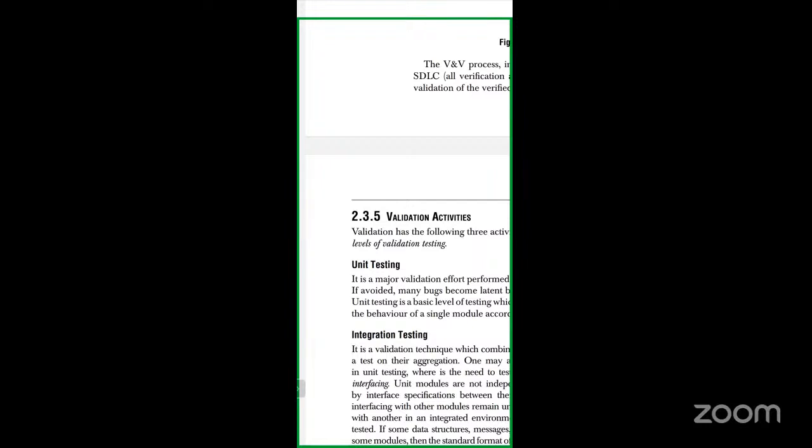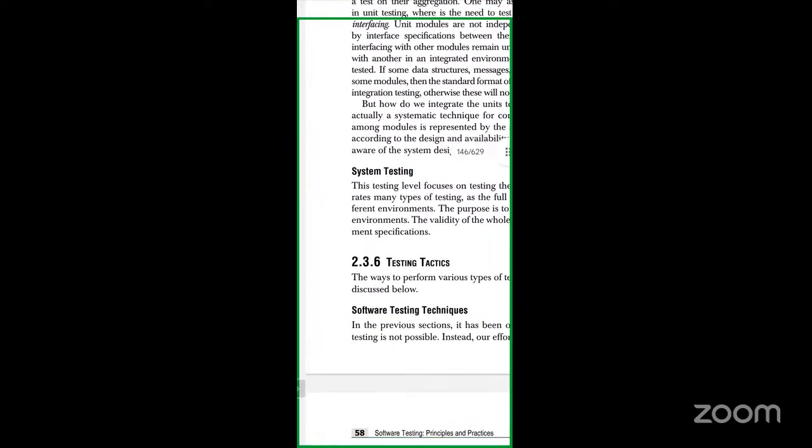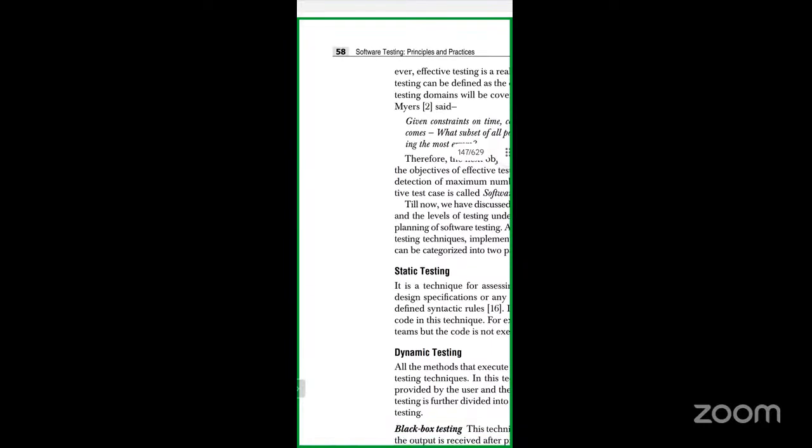We are going to test with the help of unit testing, that is self testing, and integration testing, which is the intercommunication of the multiple modules, we can say. Then we will go for the complete analysis of the system testing. Coming to the testing tactics, we are having software testing techniques, like static testing and dynamic testing.